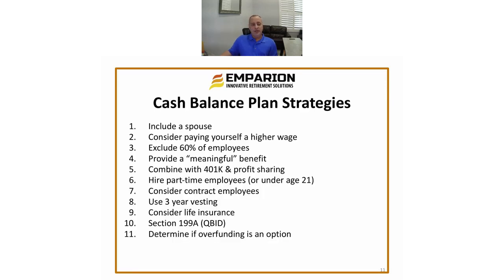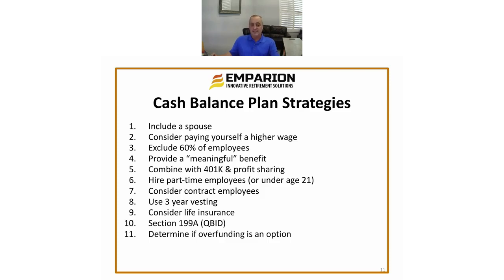A few strategies that we use to get these plans a little bit higher and lower. We can include a spouse in a plan. If you've got a spouse that works for a business, we also would want you to consider paying yourself a higher wage. You're required by law to pay yourself a reasonable wage for the work that you do. That wage is subject to employment taxes. And so, you have some flexibility to get that number higher or lower.